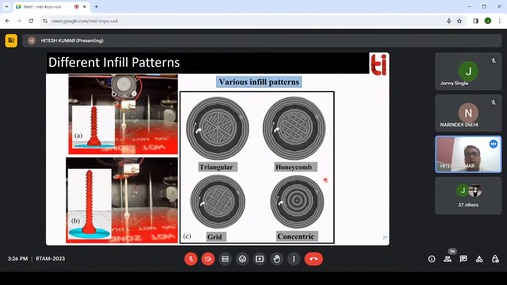And parallelly, Dr. Vishal is now working on biomedical compatible coating on this material, and how it is going to affect the mechanical behavior of the material overall. So these four patterns we chose. This is an image of the FDM based additive manufacturing machine which we used to prepare these materials. We chose four different infill patterns: triangular, honeycomb, grid, and concentric.